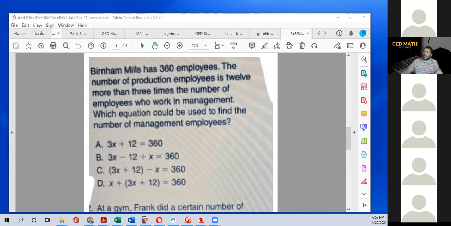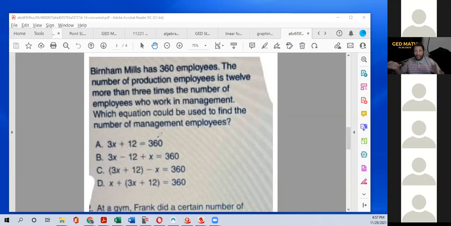Burnham Mills has 360 employees. The number of production employees is 12 more than 3 times the number of employees who work in management. Which equation could be used to find the number of management employees? Oh my God, I will not do this problem. What are they talking about?